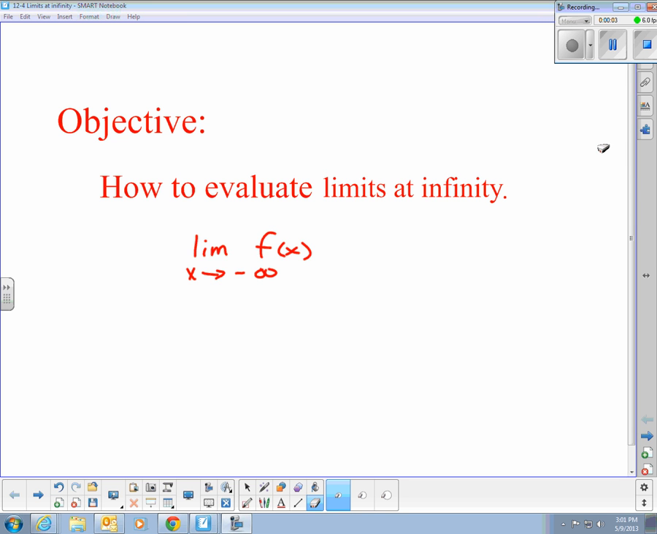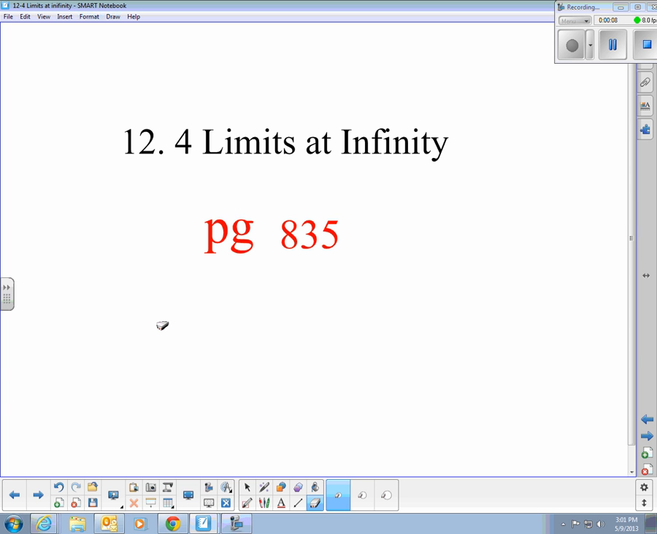Okay, our objective for this lesson is how to evaluate limits at infinity. We'll be working out of 12.4 in your book. That's page 835, entitled Limits at Infinity.